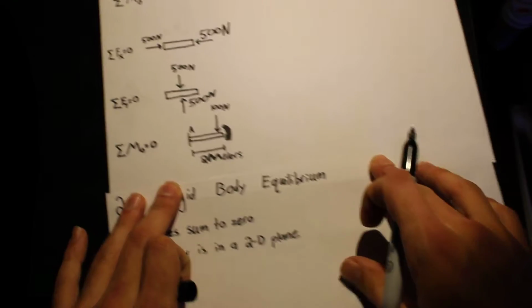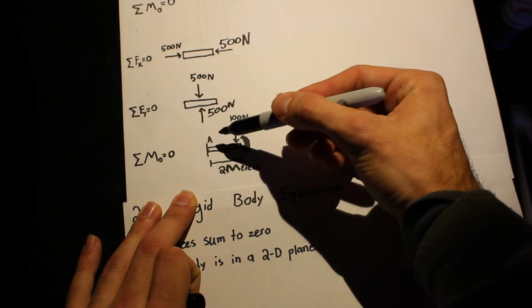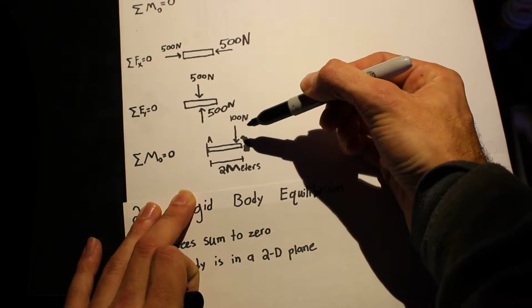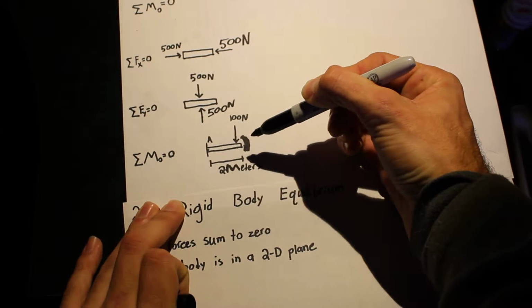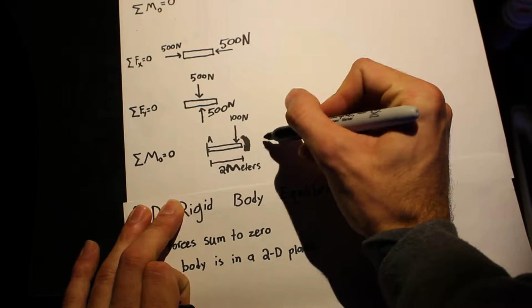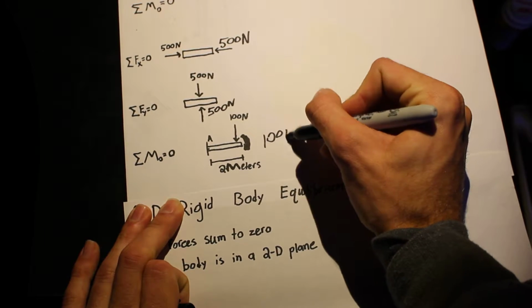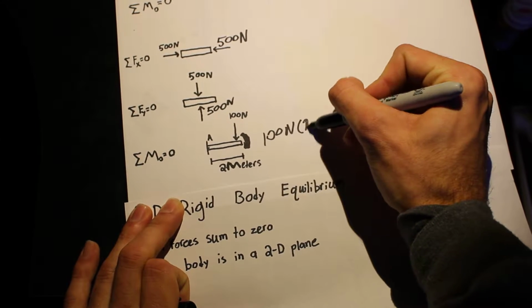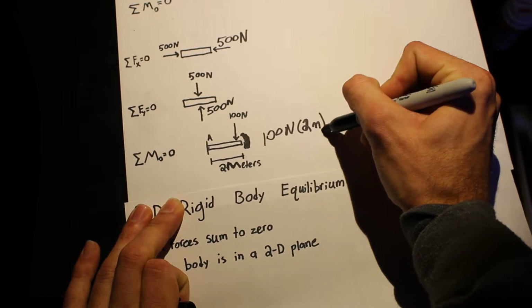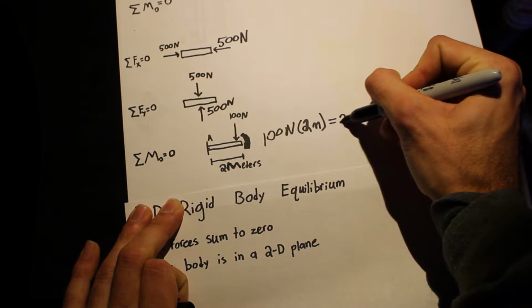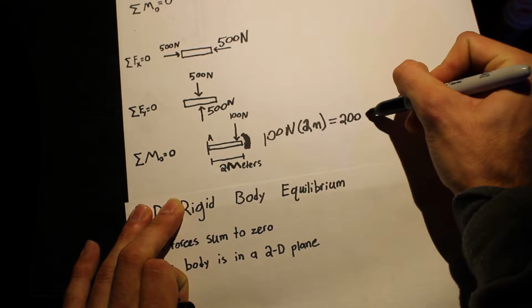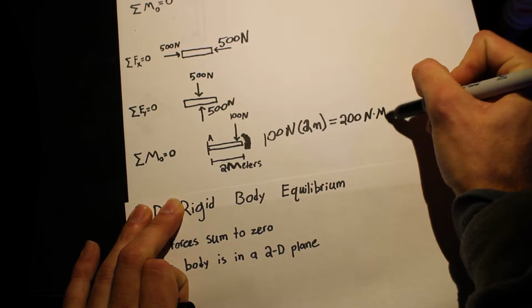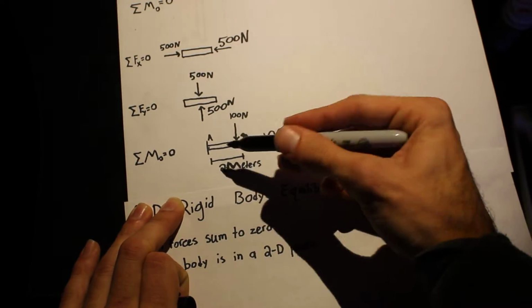Right here, for the moment about point A, we have 100 newtons going downward over the course of 2 meters. So we do 100 newtons times the distance of 2, and that gives us 200 newton-meters. And that's about the A.